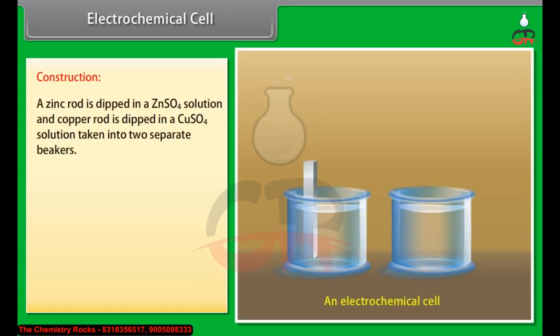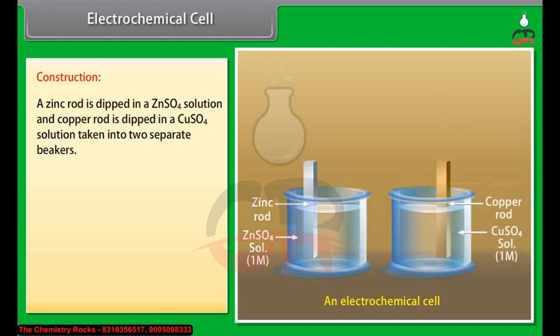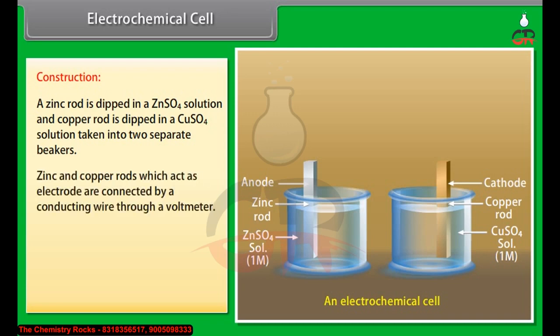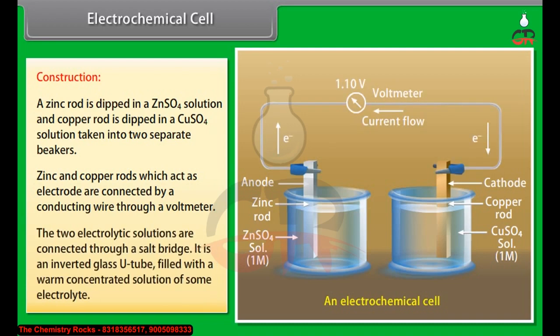Construction. A zinc rod is dipped in a ZnSO4 solution, and a copper rod is dipped in a CuSO4 solution, taken in two separate beakers. Zinc and copper rods, which act as electrodes, are connected by a conducting wire through a voltmeter. The two electrolyte solutions are connected through a salt bridge. It is an inverted glass U-tube filled with a warm concentrated solution of some electrolyte.